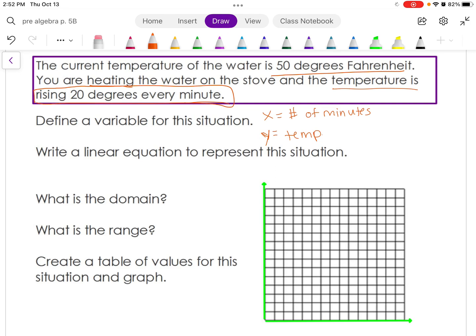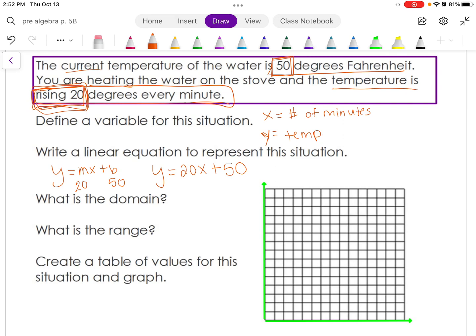Okay. Now we want to write an equation. Well, remember we're going to write this in our slope-intercept form, y equals mx plus b. Where did our water start? It started at 50 degrees, right? So the current temperature is 50 degrees. So our starting point, b, would be 50 degrees. And then our slope, m, is how it's changing. So how is it changing every minute? Well, they told us it was rising 20 degrees every minute. So rising means it's going up. So our m would be a positive 20. So our equation is y equals 20x plus 50.